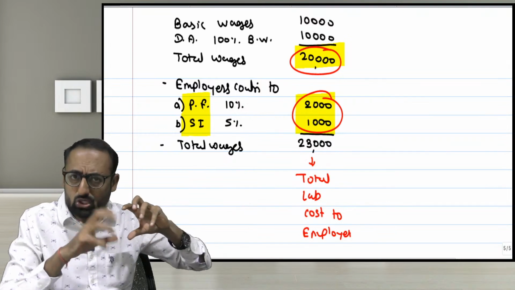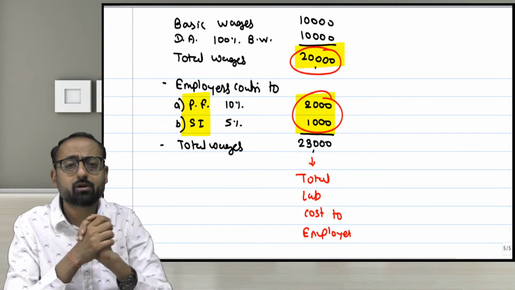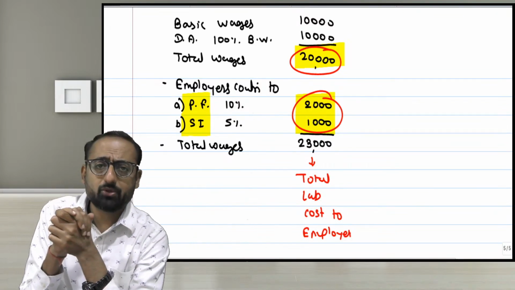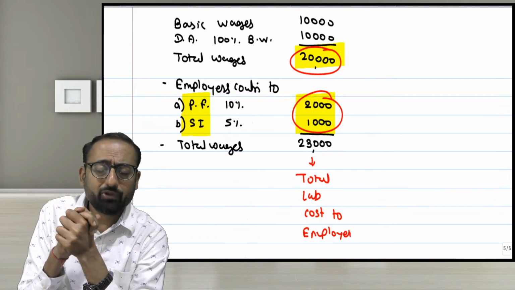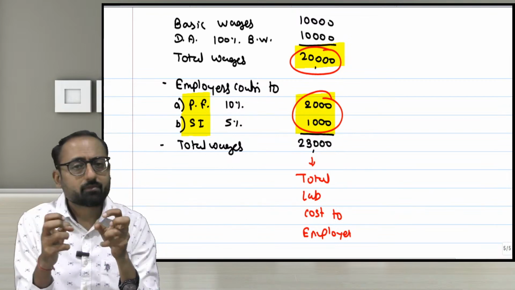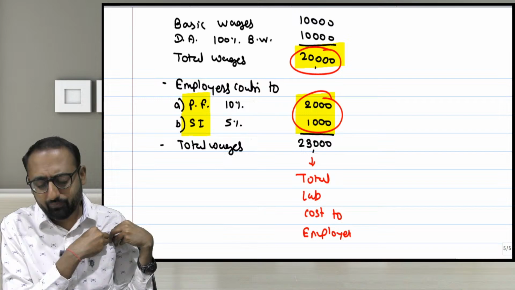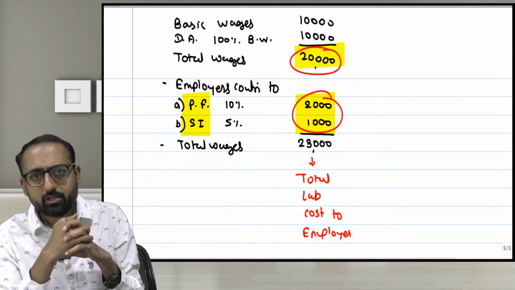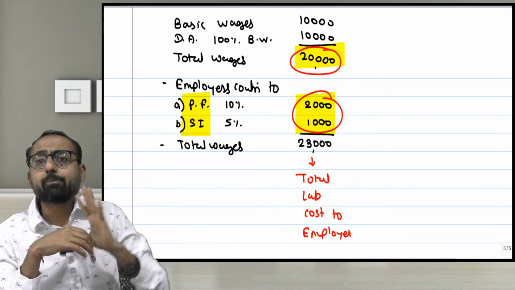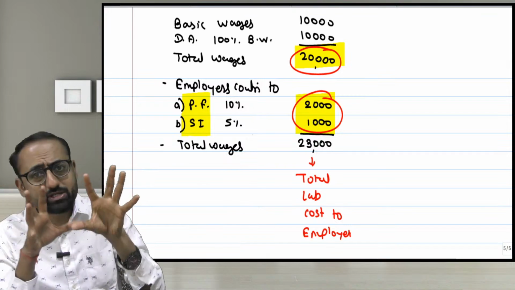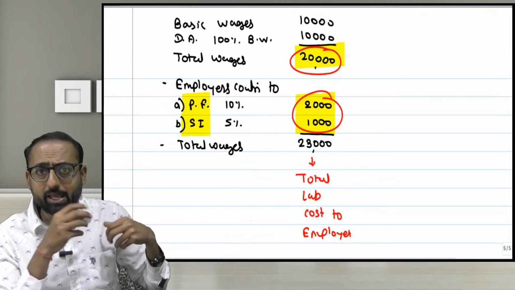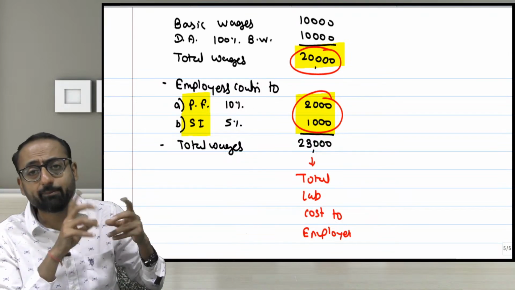Okay. So it is a benefit given by the employer, but the employee's contribution will not be paid from the pocket of the employer. It will be paid from the pocket of the employee. Amount will be deposited by the employer only, but not from the employer's pocket, from the employee's pocket.